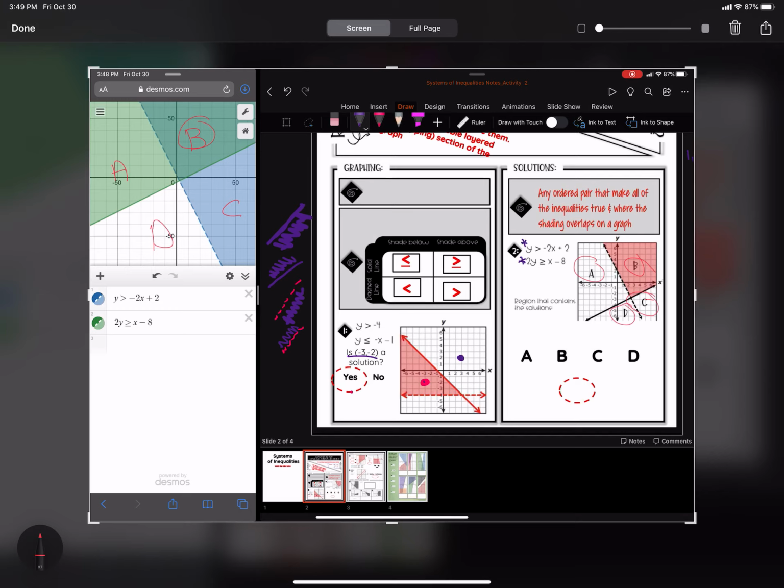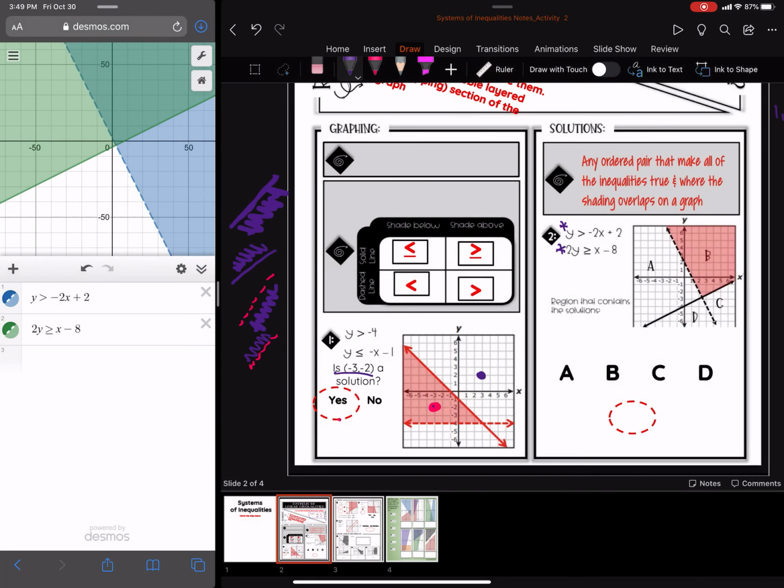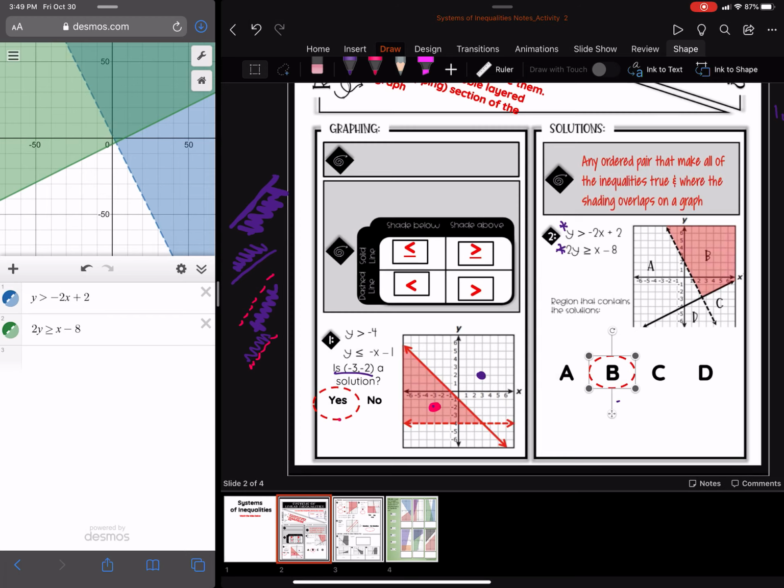So where does my solution lie? Does it lie in A? Does it lie in B? Does it lie in C? Or does it lie in D? And obviously it's right here. It is B. It's the double shaded area right there. So we would drag and drop this little dot, and the region where all of my solutions lie is B, right there. And you can see that on Desmos too.